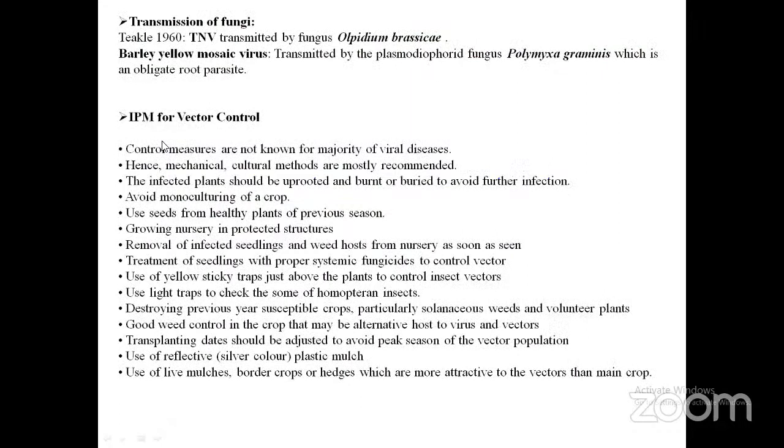Tobacco necrosis virus is transmitted by a fungus, Olpidium brassicae. When we talk about fungus, it is one of the major examples. And barley yellow mosaic virus is transmitted by the plasmodiophorid fungus Polymyxa graminis, which is an obligate root parasite. These were some of the most important examples, and in brief, I have tried to incorporate most of the examples here, but we can always improve our notes.